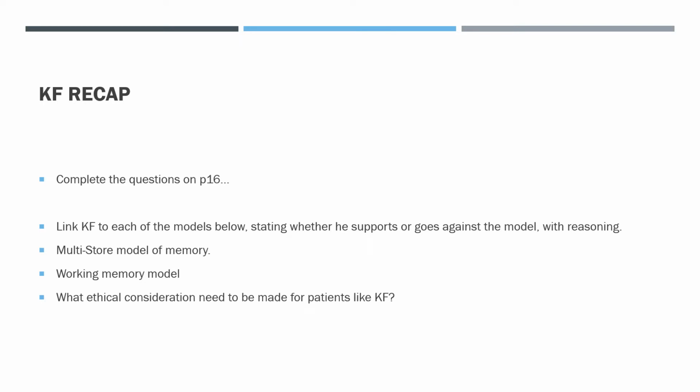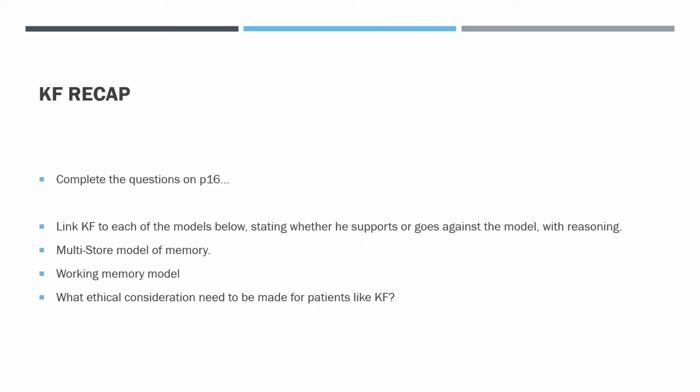So KF goes against the multi-store model of memory because the multi-store model of memory states that short-term memory is unitary, there's only one type. But we know, or it can be seen through KF, that there are 2 different types, as he can't remember auditory information or things that are read to him, but he can recall things that he reads himself. That in turn means that he supports the working memory model. If he cannot recall things that are said to him, his phonological loop is what is damaged, whereas his visuospatial sketchpad is intact.